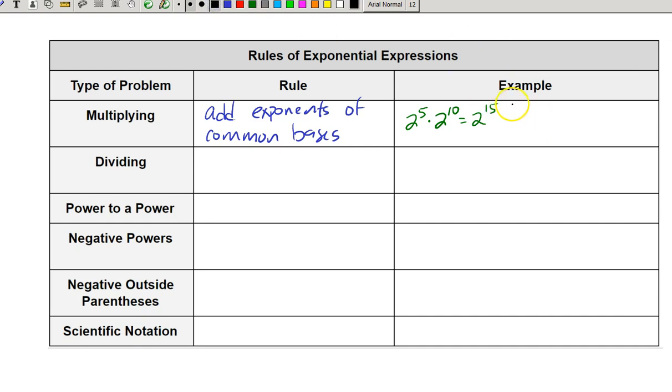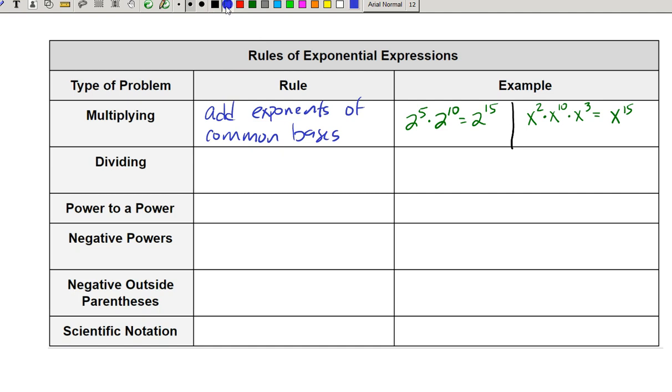Or if I had more of a variable example, I could have x squared times x to the 10th times x cubed. If that's my base of x and I'm multiplying those three things, I could add up those exponents and get x to the 15th. I can add them up again.